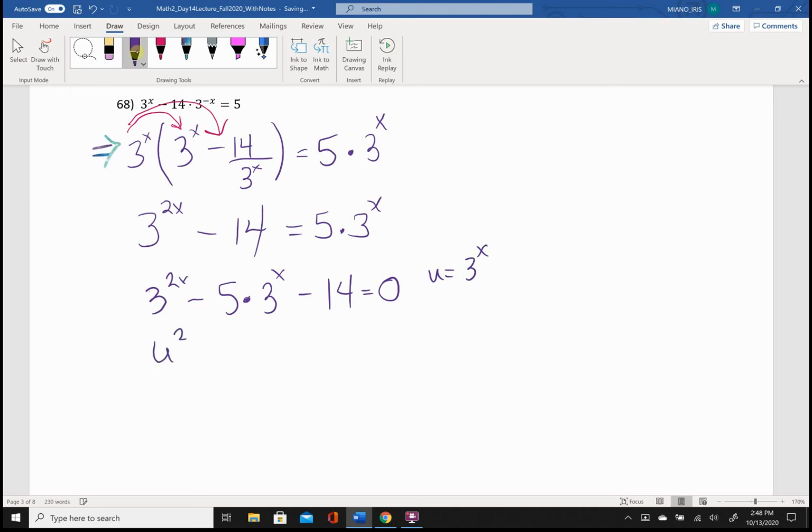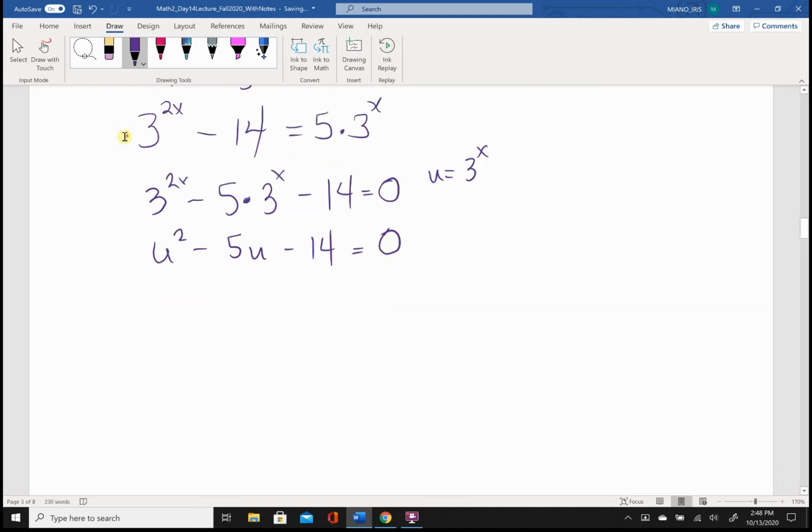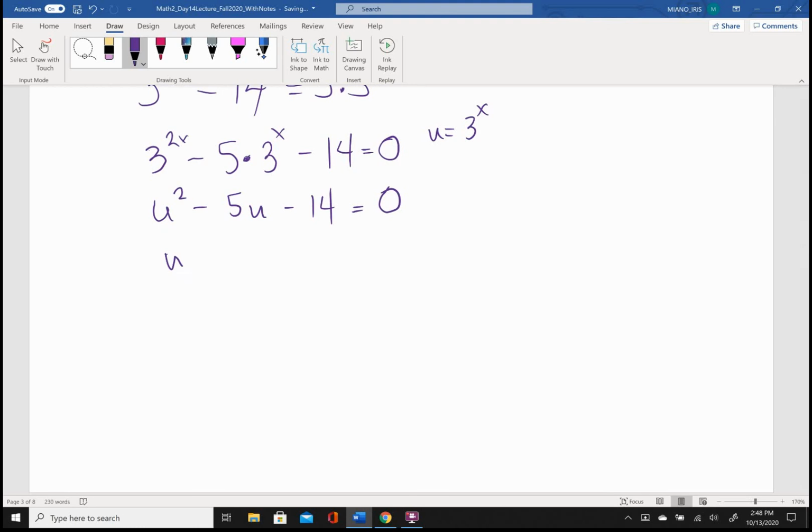Now let's do a u substitution of 3 to the x power. That'll give me u squared minus 5u minus 14, which equals 0. All right, and this factors out pretty well into (u minus 7) times (u plus 2). So either u equals 7 on this end of it, or u equals negative 2 on this end. But what was u again? It was 3 to the x power.